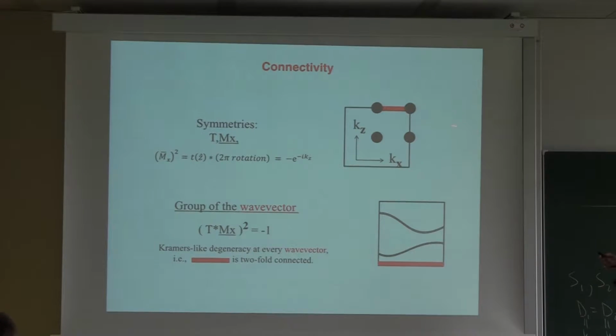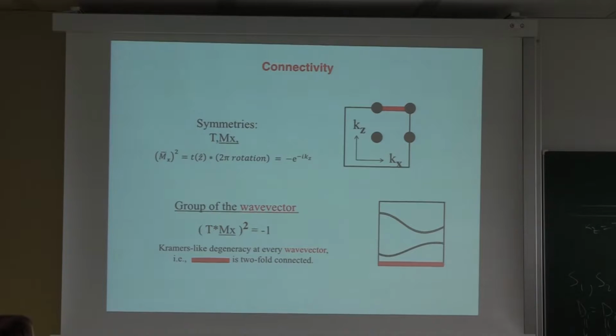Now, on this manifold here, which is the kz equals pi manifold, as a function of kx, you can immediately see that I have another symmetry. So mx takes kx to minus kx, but time reversal takes, again, kx to minus kx. It leaves this invariant, because minus pi is pi. So then I have the symmetry T times mx, which takes kx into kx. So this is a good symmetry at each point on this manifold.